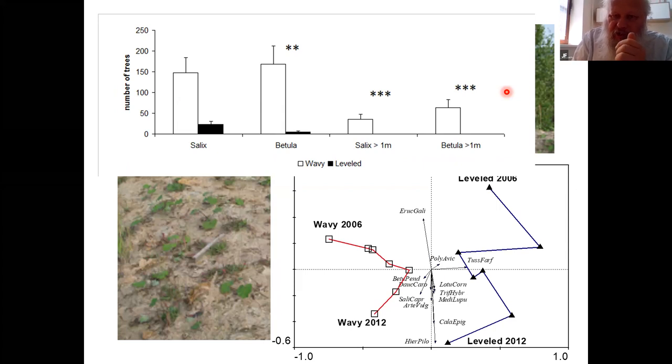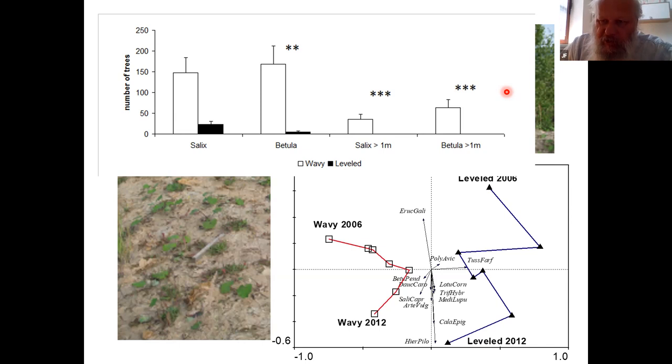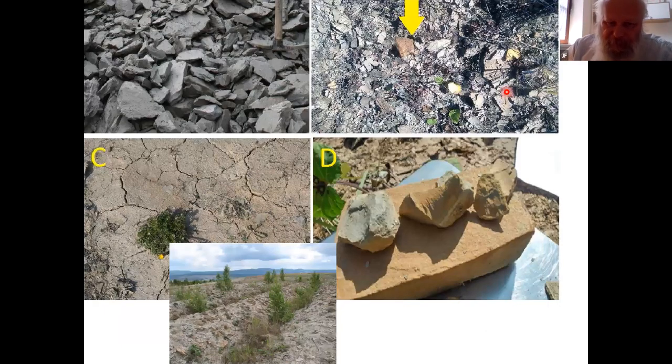And if we focus on the trees which are taller than 1 meter, this was 12 years after heaping. So basically there are none in leveled sites, but there are quite a few in ungraded sites, which were kept wavy. Why is that? Basically, we have this heaping process, and they bring these mudstones, as you can see in the left top picture. And these mudstones actually contain some more calcium-rich layers. We call them pellocarbonates. And during weathering, this material breaks into these tiny layers, and it actually breaks almost to dust.